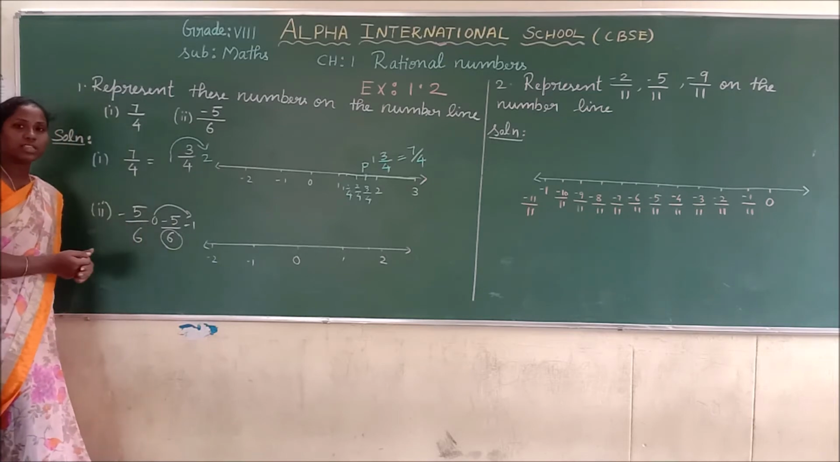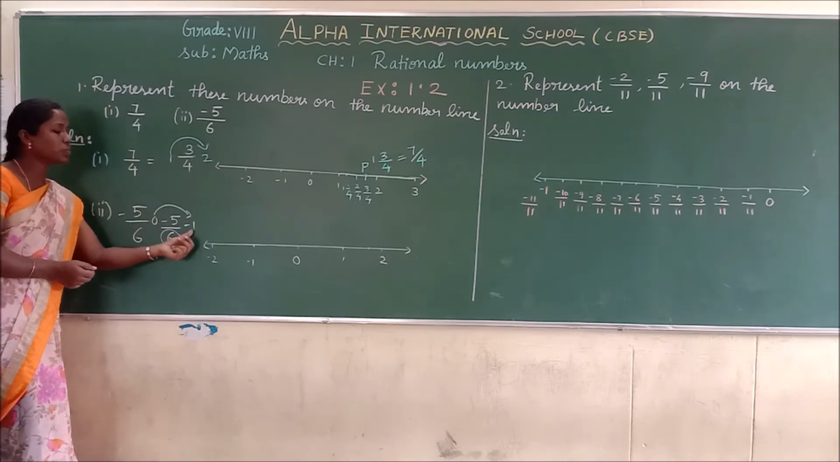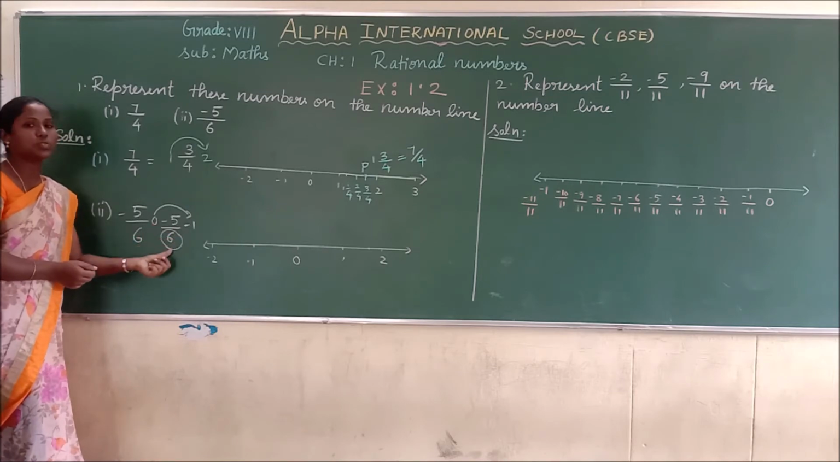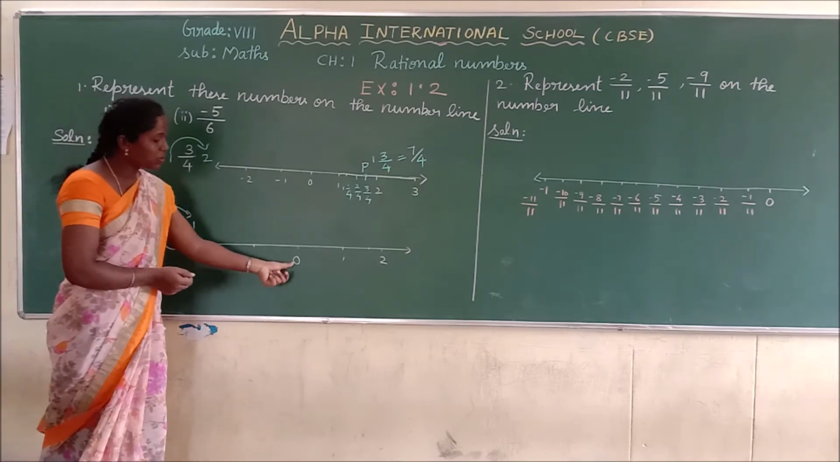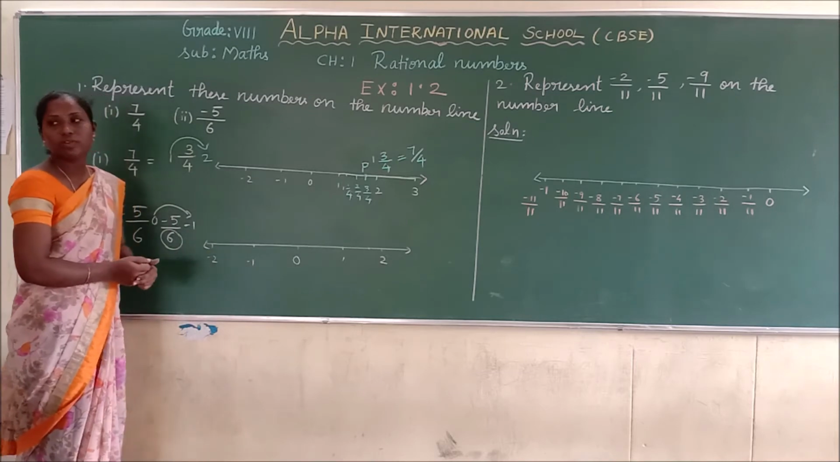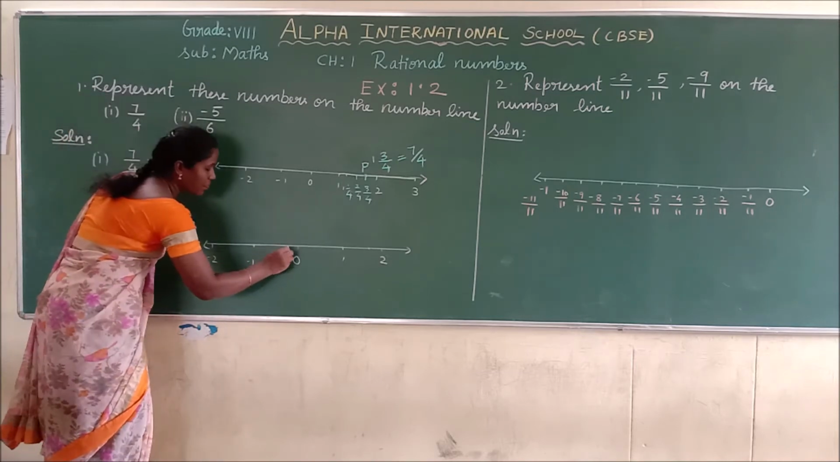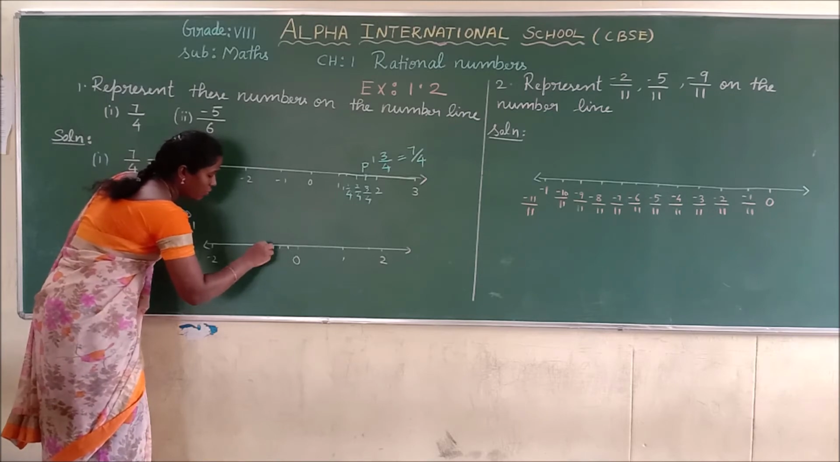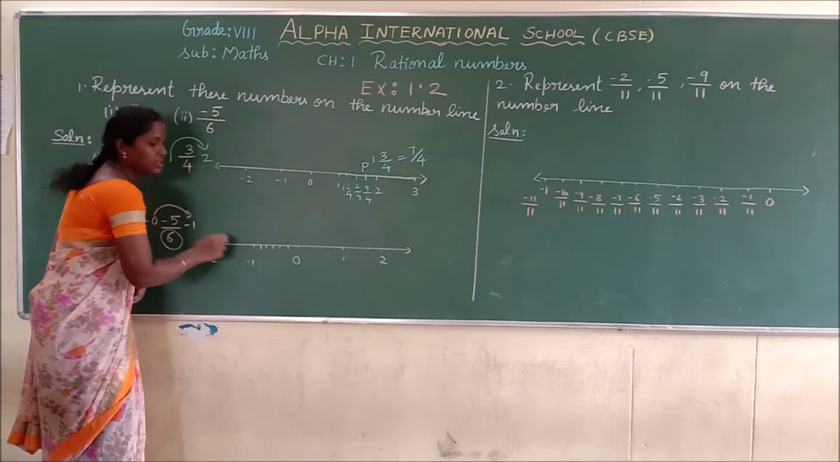So what do we have to do next? We have to divide 0 to minus 1 into 6 equal parts. Where is 0 to minus 1 on the number line? Here. We have to divide it into 6 equal parts. Listen. It is 1, 2, 3, 4, 5 and this is 6.